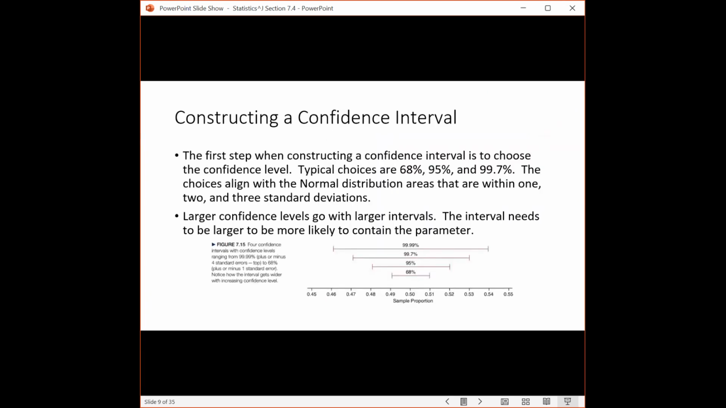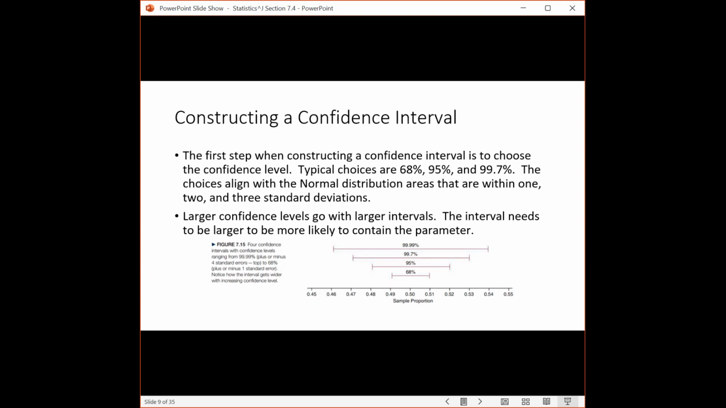Okay. So how do you create one of these confidence intervals? The first step in constructing a confidence interval is to choose your confidence level. Typical choices are either 68%, 95%, or 99.7%. Those choices align with our normal distribution areas that are within 1, 2, and 3 standard deviations. So that's not a coincidence. There's an intent there. All right. Larger confidence levels go with larger intervals. Why? The interval needs to be larger to be more likely to contain the parameter.